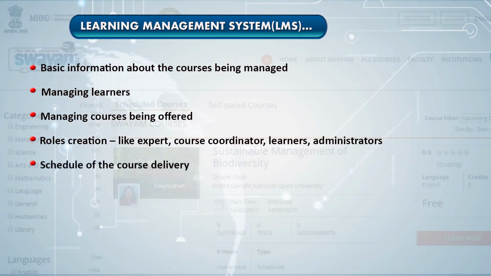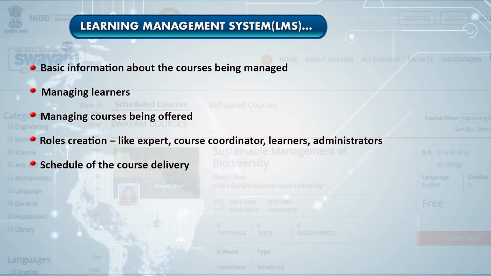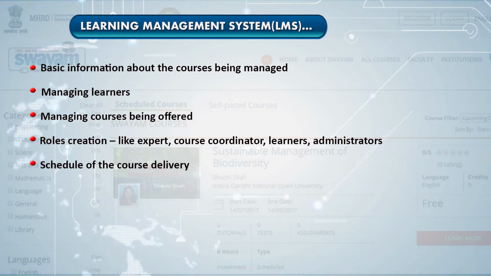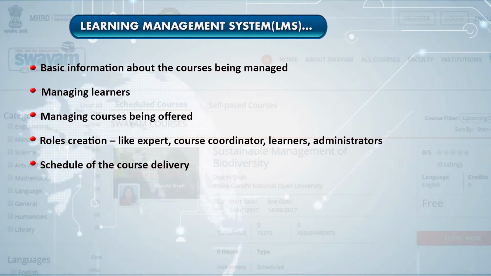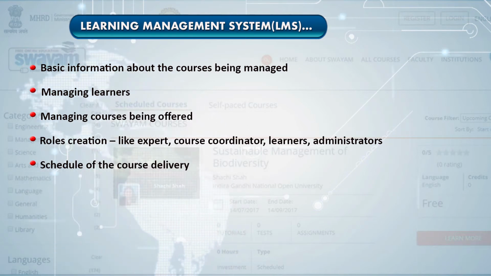Then the schedule of course delivery. Now this is a very important component. Why? Because course delivery is going to be in a very systematic teaching-learning way. And if that is not the case in a learning management system, then it is going to be somewhat difficult, right? So in a learning management system, the schedule of course delivery is very important.